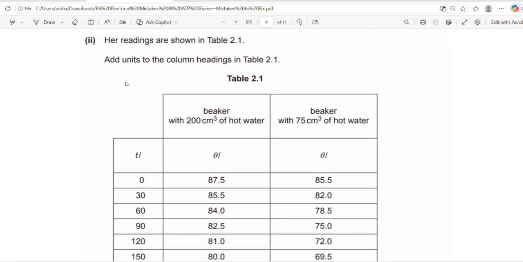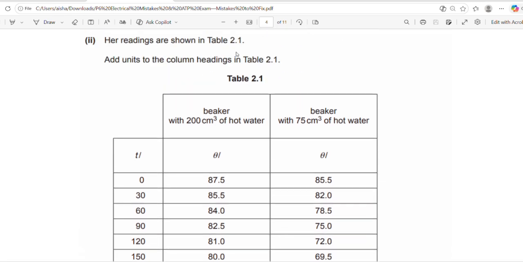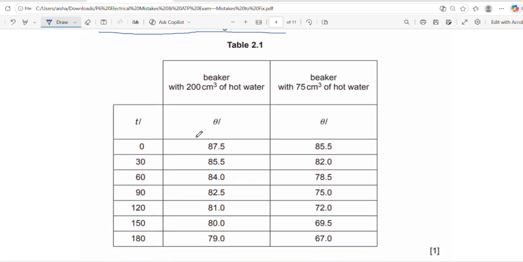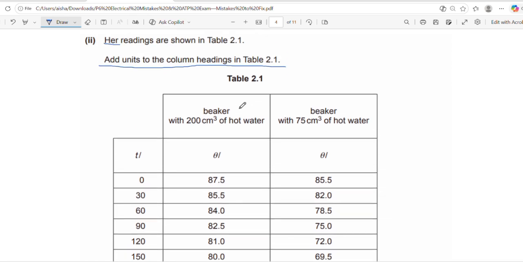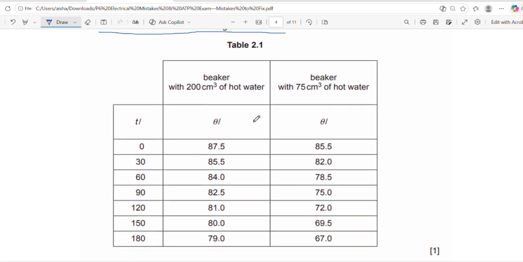So this is a question from a past paper. Her readings are shown in table 2.1. We don't know who her is, but we can just assume it's someone. So add units to the column headings in table 2.1. Now, if you see this, you have to add units to the column table. Okay, so you know that you'll have to add it somewhere in this, and this.